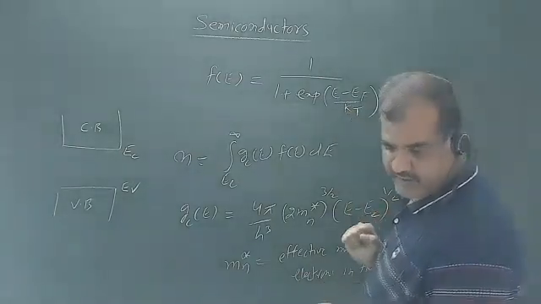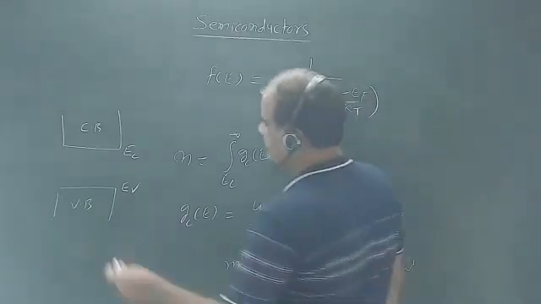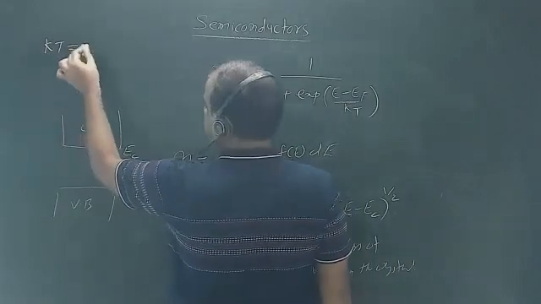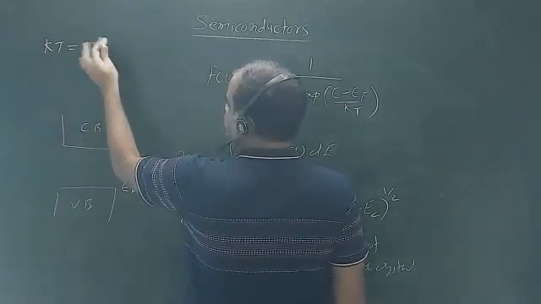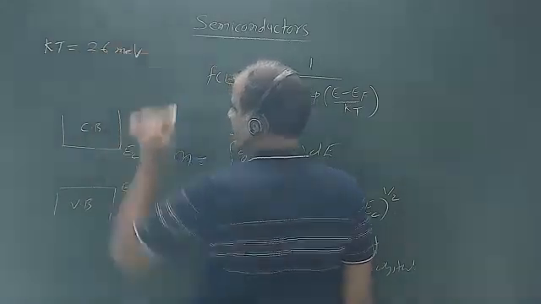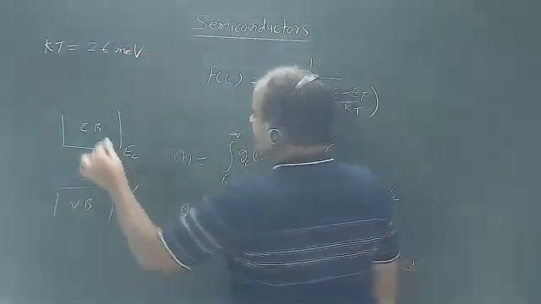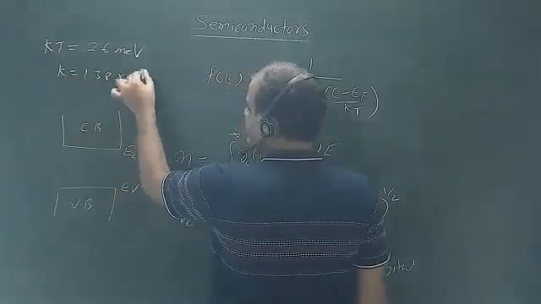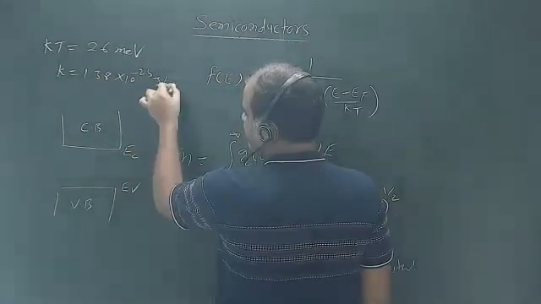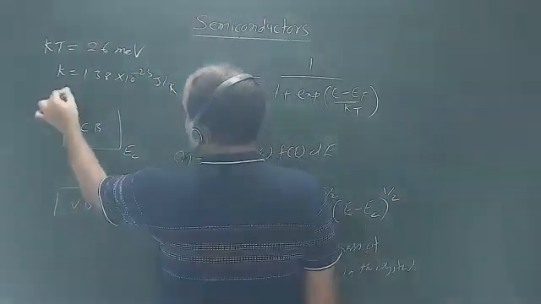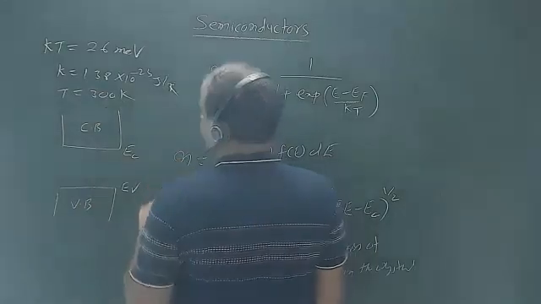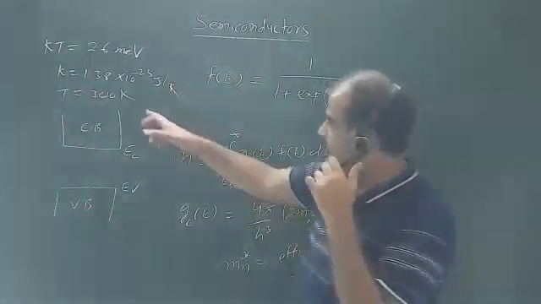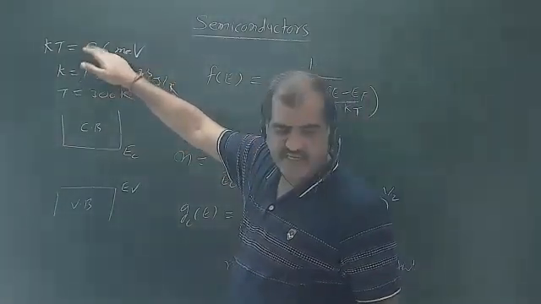What is the value of KT at room temperature? KT is around 25 or 26 milli electron volt, because K is 1.38 times 10 to the power minus 23 joule per Kelvin and T is 300 Kelvin. If I multiply this I get joules, and if I convert joules into electron volts, this is the room temperature energy.